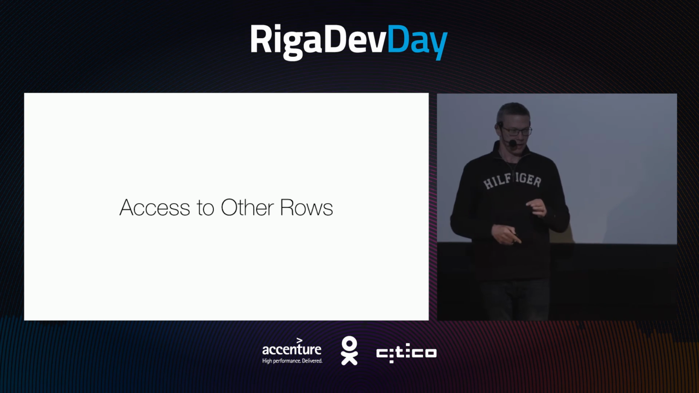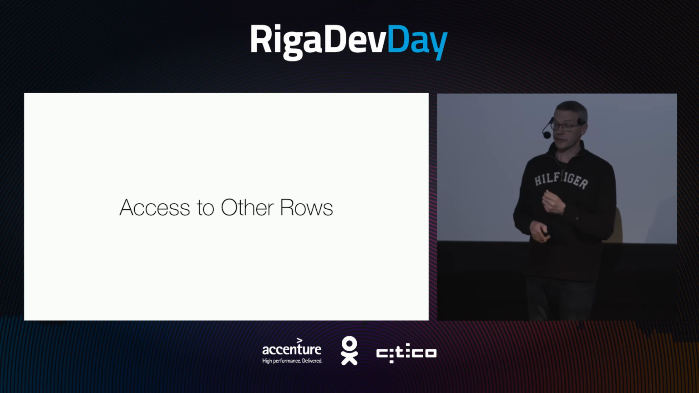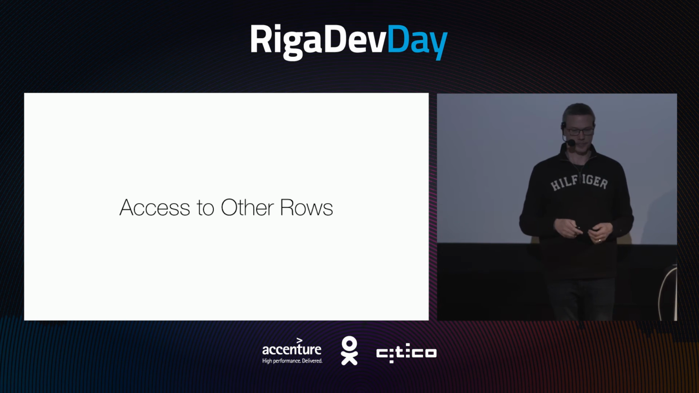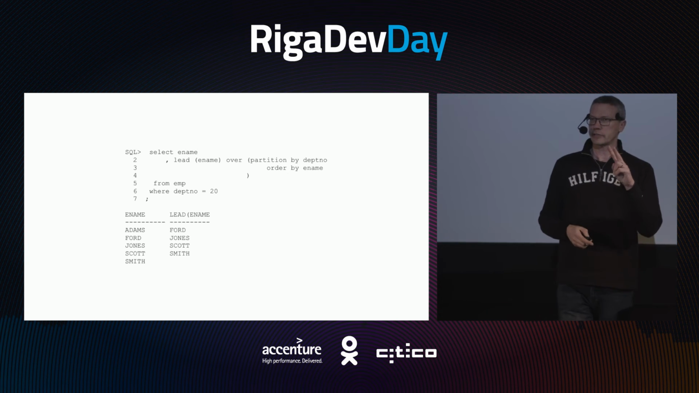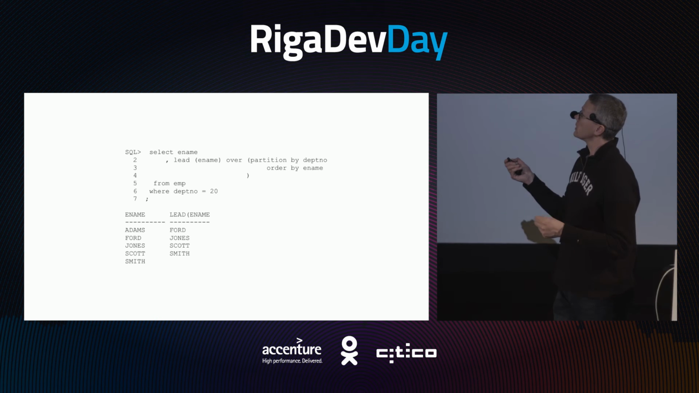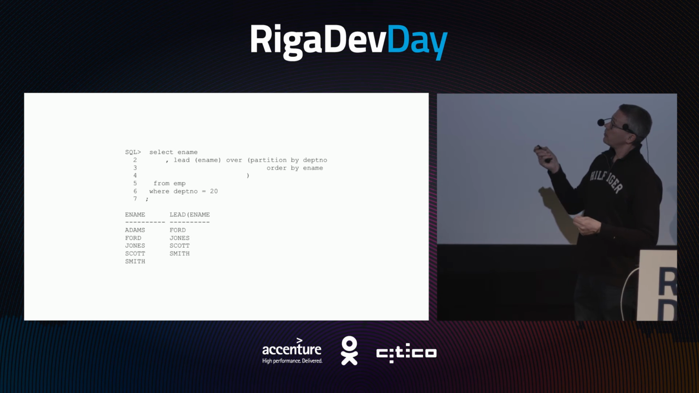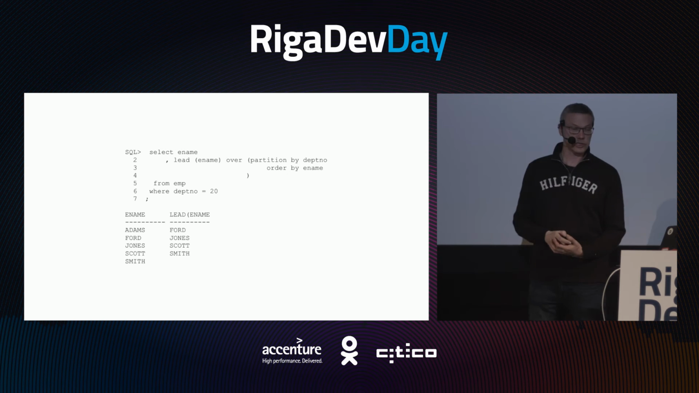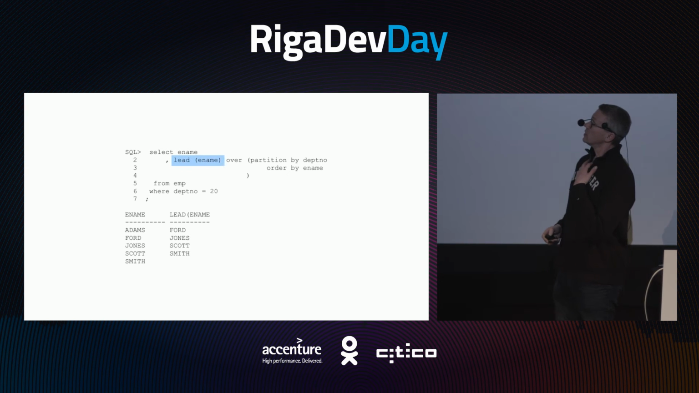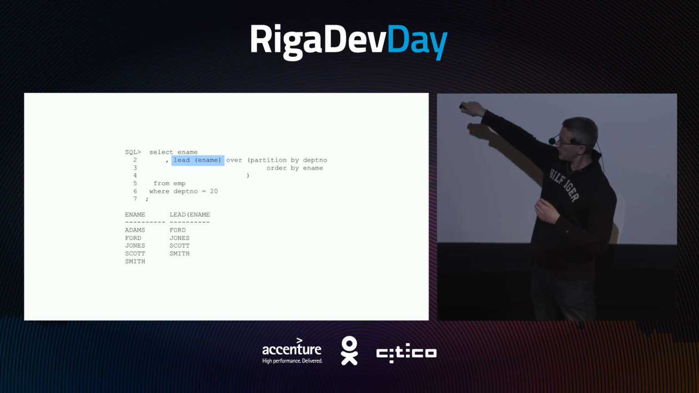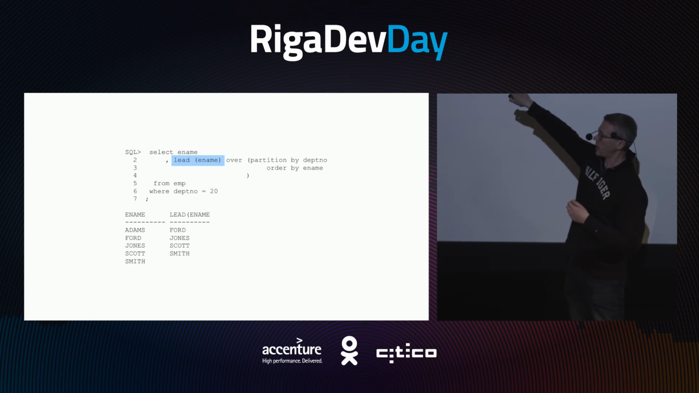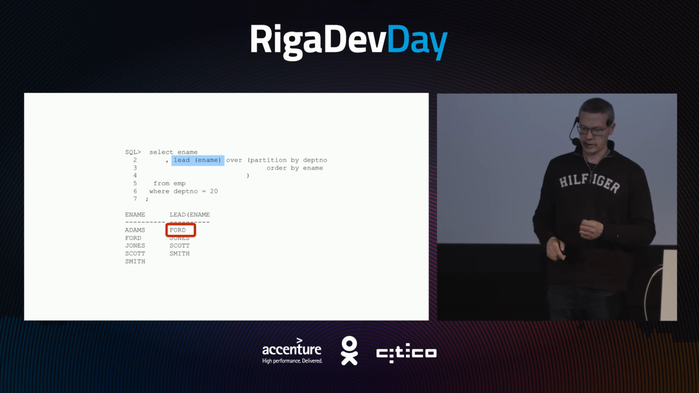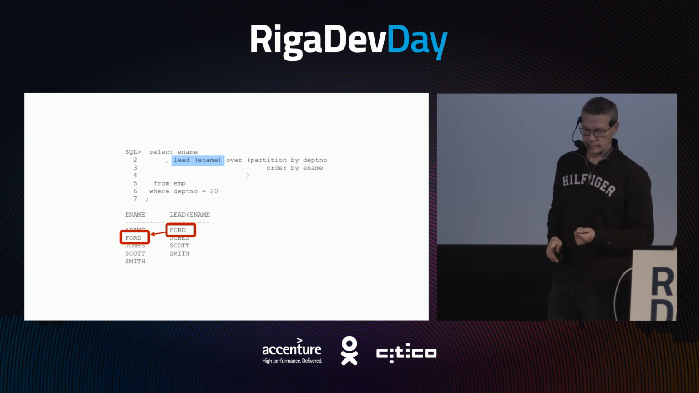One of the things you can do with analytic functions is access other values from other rows. There are two functions to do that. One is the LEAD function. I want to get the name of the next one down, based on my partition and my sorting, of course. What you get here is, if you look at Adams, you can see Ford on the same line, and you can compare the two if you want. That Ford over there is the next one down.